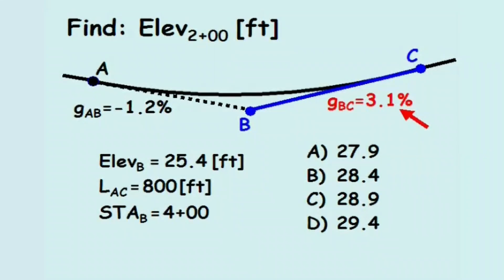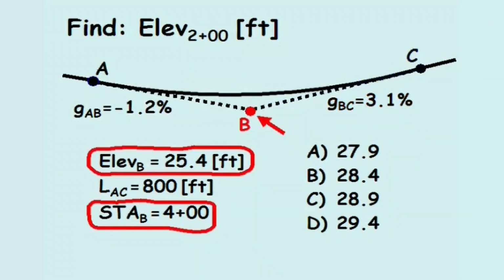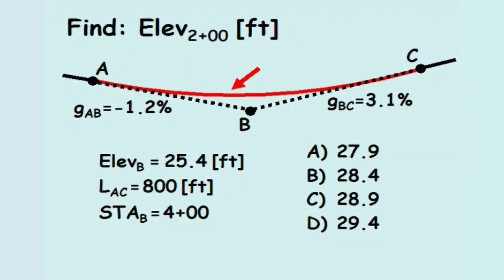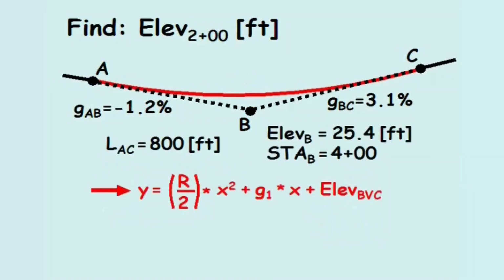The elevation and stationing at point B are also provided. The equation for the elevation along the curve is y equals r over 2 times x squared plus g1 times x plus the elevation at the beginning of the vertical curve.